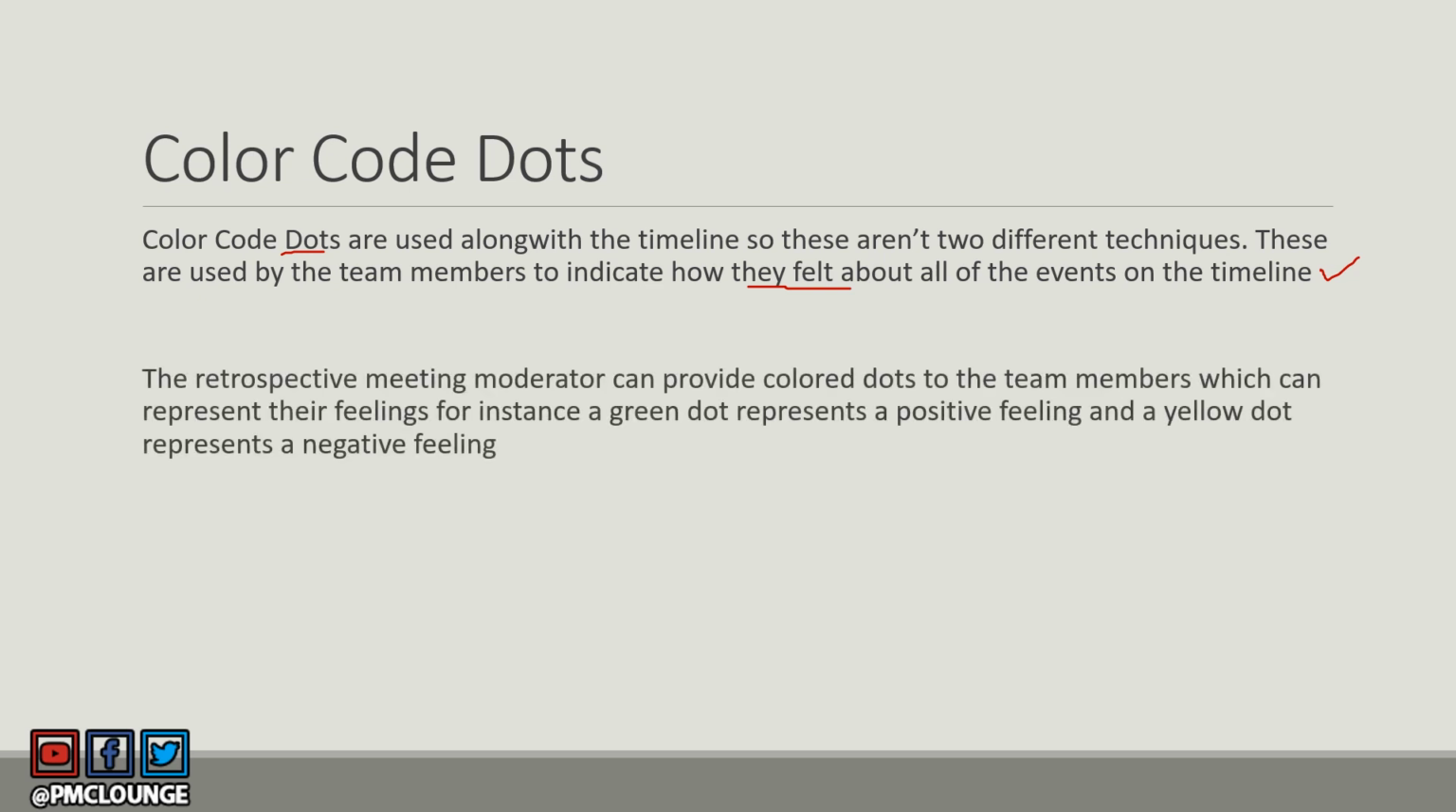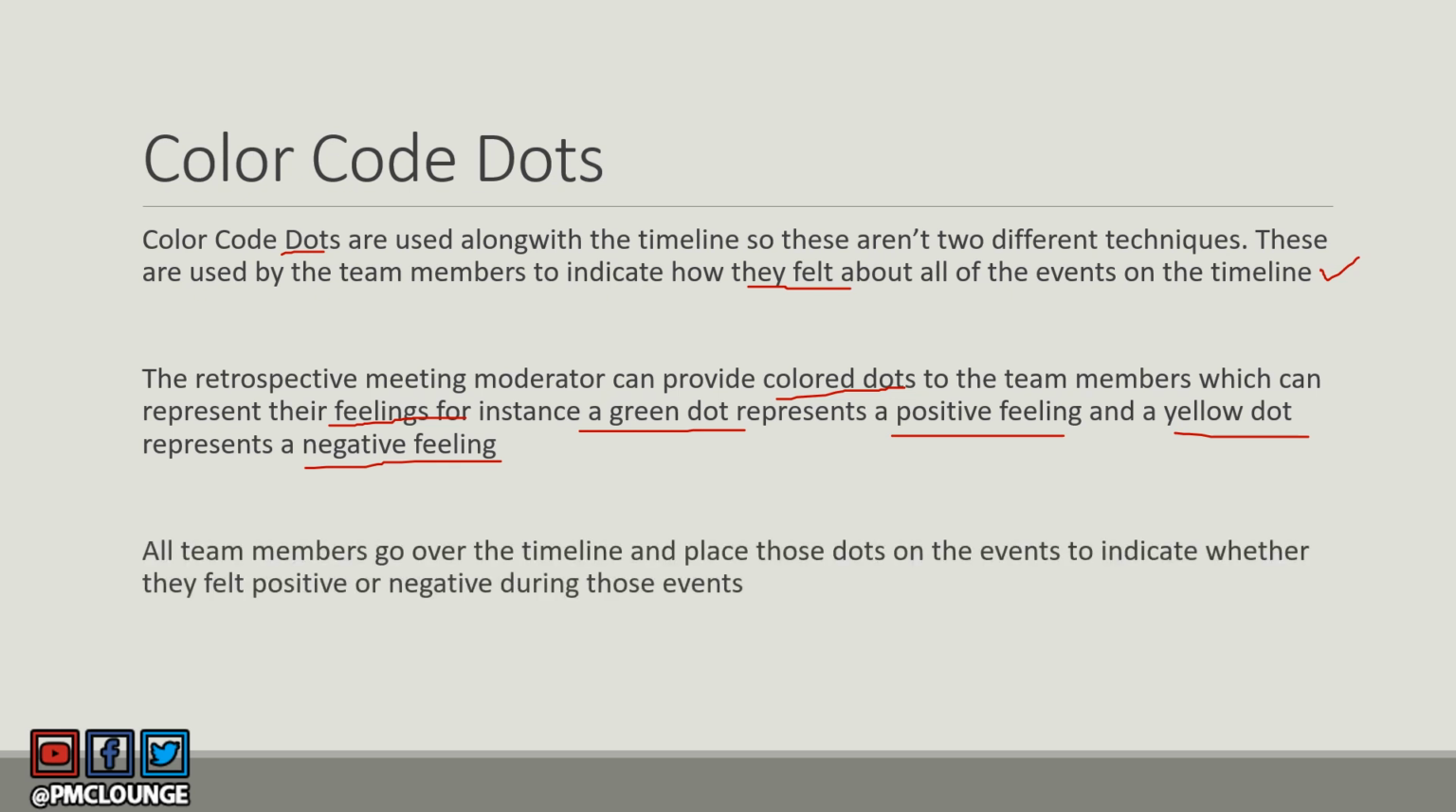The retrospective meeting moderator, which in most cases is going to be you as a project manager or a scrum master, right? You are going to provide colored dots to the team members which can represent their feelings. As an example, a green dot represents a positive feeling and a yellow dot represents a negative feeling. So these dots are something that you have provided to your project team, your scrum team, and you are now asking them to place these dots on the timeline, which is what the next sentence here talks about.